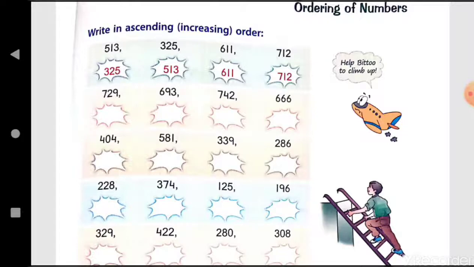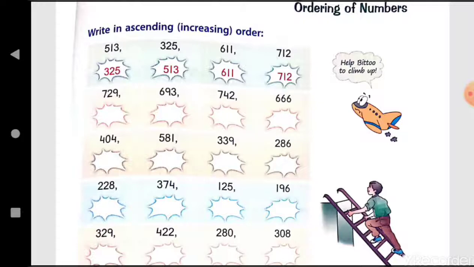If the number of digits is the same in both the numbers, then we see the digit at hundreds place. And the number having the greatest digit at hundreds place is the greatest number. If the digit at hundreds place is same, then we move on to the next place, that is tens place. And if the digit at tens place is also the same, then we move on to the ones place. So first we will compare the digits at hundreds place.